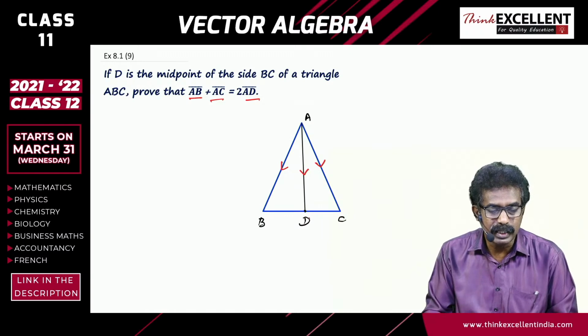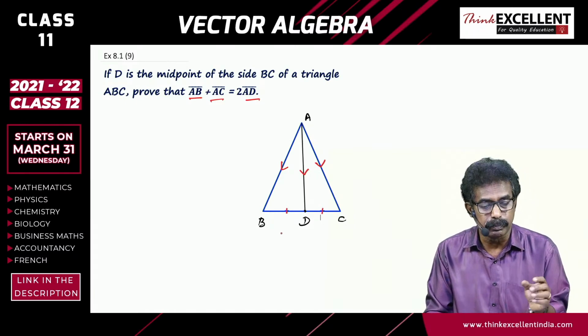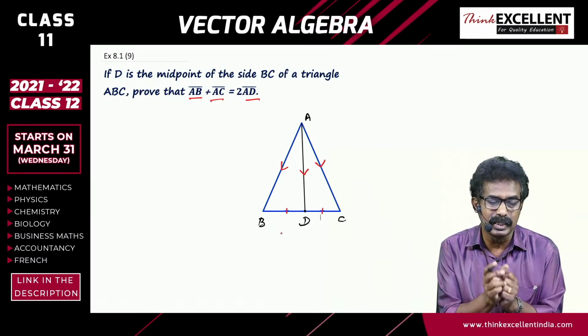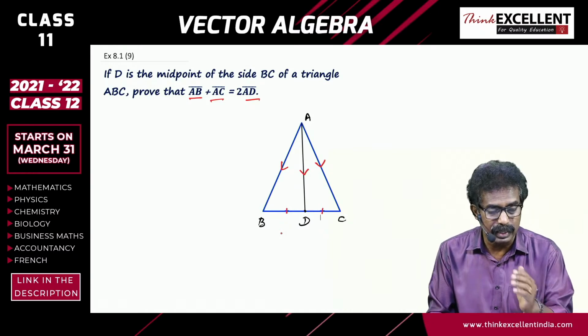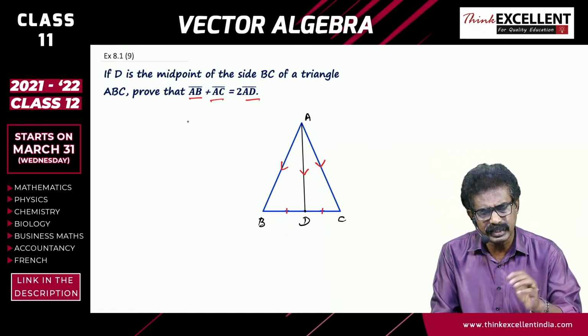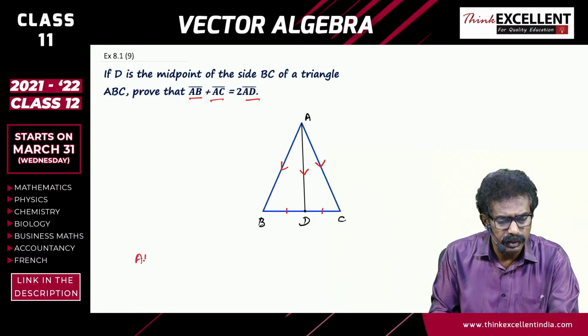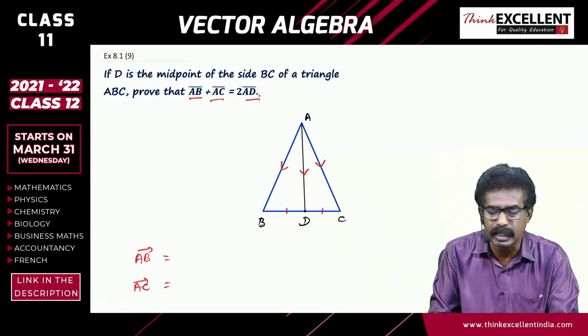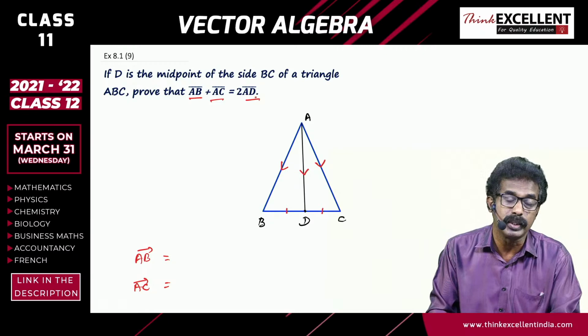So this is the direction you have to give here. And what is D? D is the midpoint of BC. That means these two lengths are the same. The two distances, B to D and D to C, are both equal. Now let us see the direction. To prove this, first I want AB vector, then we want AC vector. You have to add those two, and when you add, what answer do you have to get? You have to get 2AD.